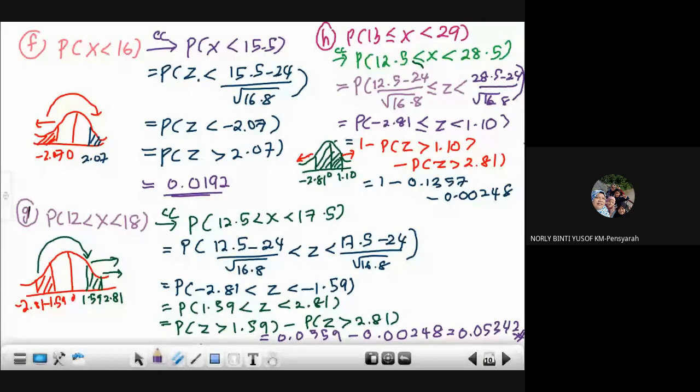Okay, baca dah 1.10 dengan 2.81 Z, dapat probability, tolakkan, so dapat 0.86182. Sebab baca 2.81 dapat 5 tempat perpuluhan. So jawapan akhir mesti 5 tempat perpuluhan lah. 0.86182. Okay, that is how you do the continuity correction first before you standardize the score Z.